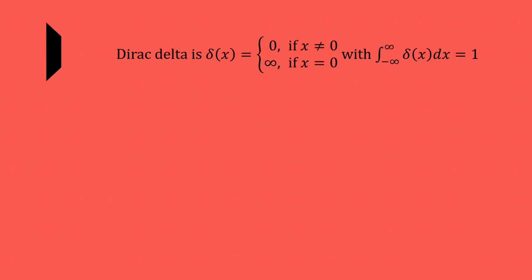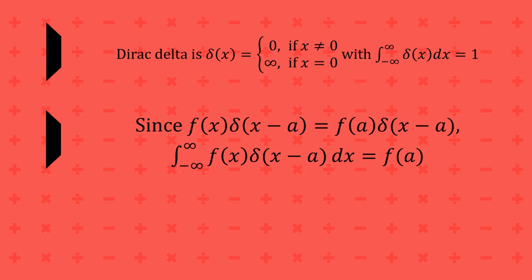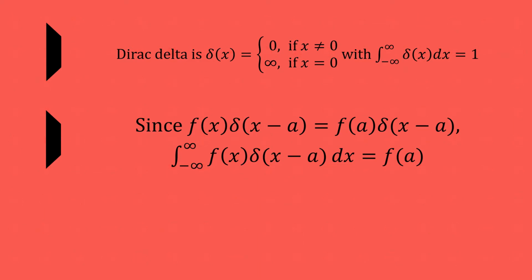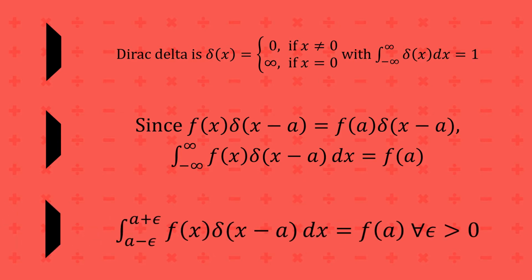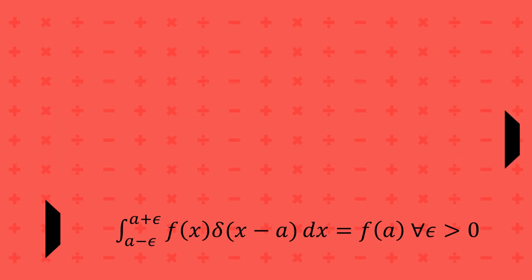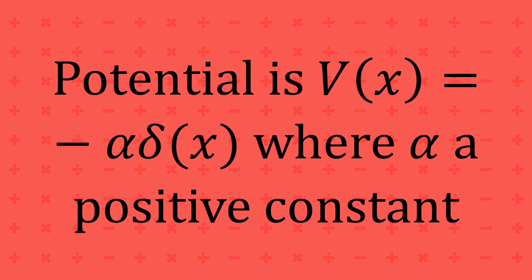The Dirac delta is given by this expression here, with the integral from minus infinity to infinity of the Dirac delta being 1. Since we have that f of x times the Dirac delta of x minus a equals f of a times the Dirac delta of x minus a, we get that the integral from minus infinity to infinity of f of x times the Dirac delta of x minus a equals f of a, which we call the sampling property. And we even get that the integral from a minus epsilon to a plus epsilon of f of x times the Dirac delta of x minus a is equal to f of a for all epsilon greater than 0.